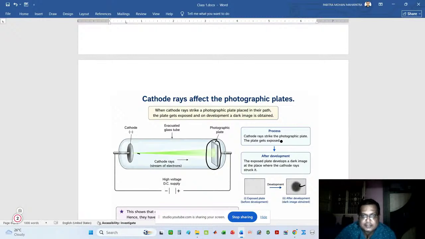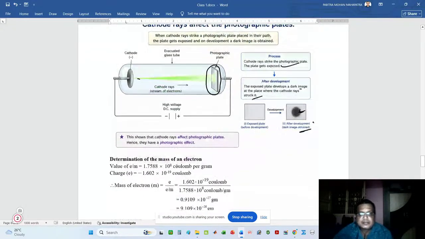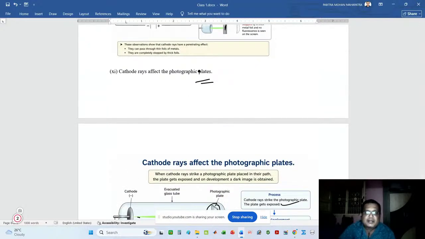The plate gets exposed. When the cathode ray falls on the photographic plate, the plate starts to expose. After a few moments, look at that. The exposed plate develops a dark image. This is the dark image at the place where the cathode ray just struck. This is the development of the dark image. So here I can say that cathode rays affect the photographic plate. These are a few properties of cathode rays.